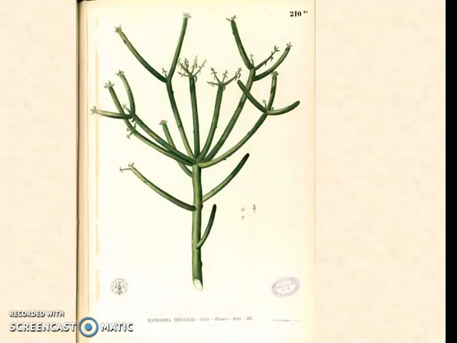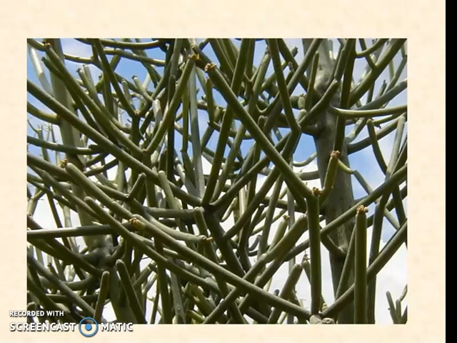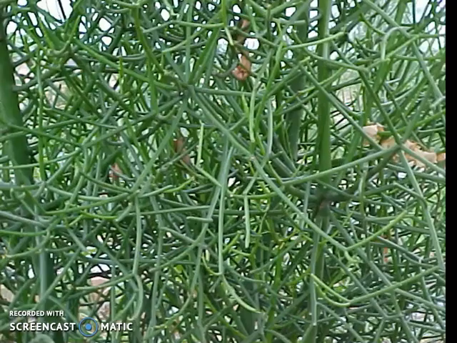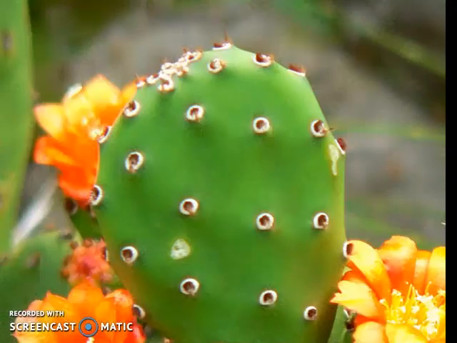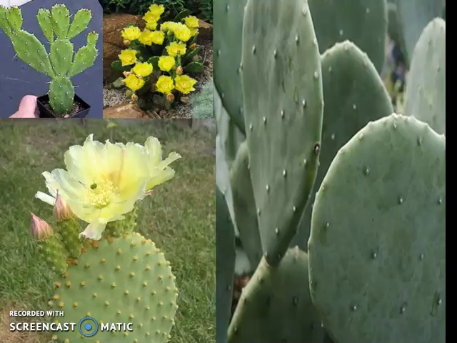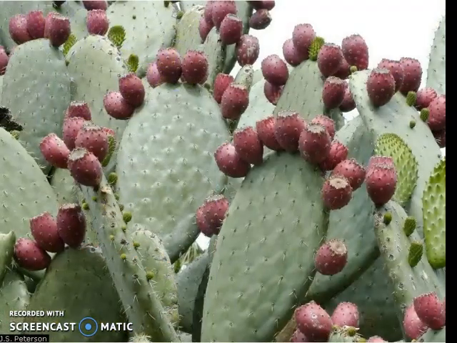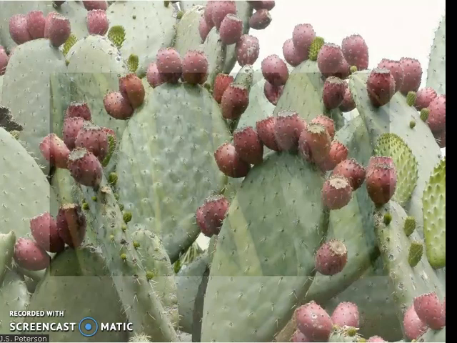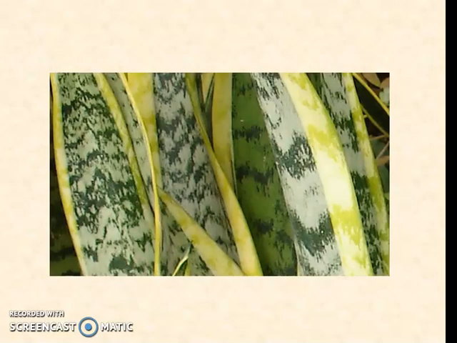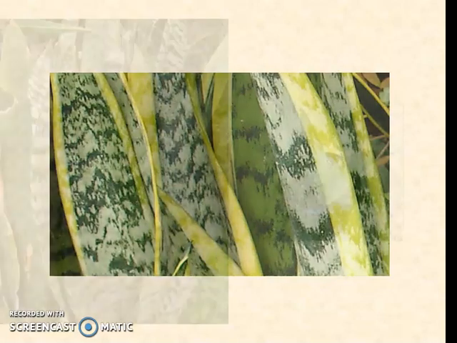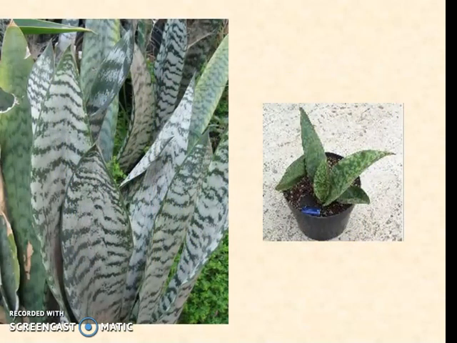Rock garden is a garden where you have cactus-like plants which are planted. This is Euphorbia. This is Opuntia. Sometimes they flower if the conditions are good. This is Opuntia fruiting. Sansevieria. Yet another variety of Sansevieria.